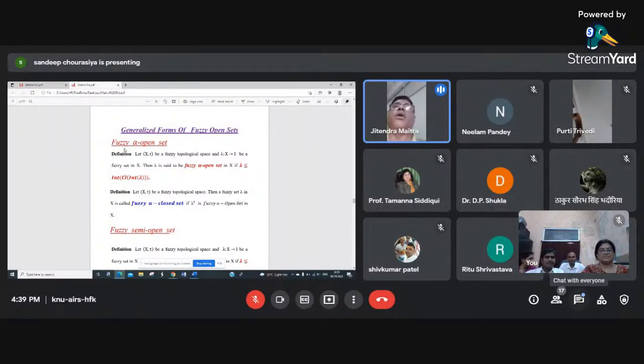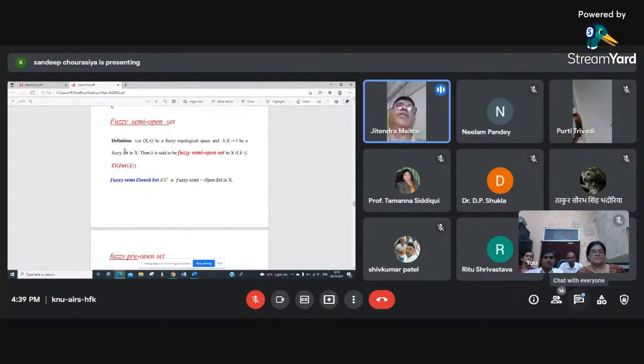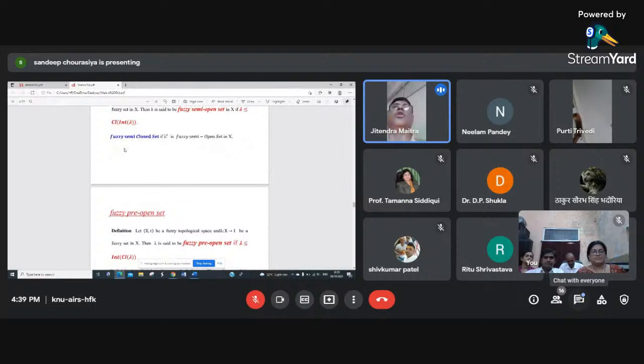The continuous map: in topological spaces, suppose X and Y are two topological spaces and F is a mapping from X to Y. We say that F is a continuous map if the inverse image of each open set in Y is an open set in X. Similarly, suppose X and Y are fuzzy topological spaces and F is a mapping from X to Y. We say that F is fuzzy continuous if the inverse image of each fuzzy open set in Y is a fuzzy open set in X. That is the definition of a fuzzy continuous map.